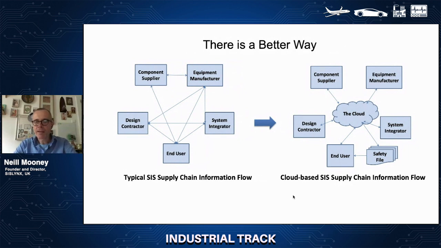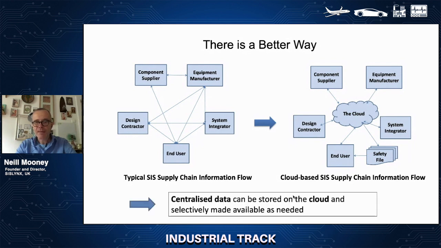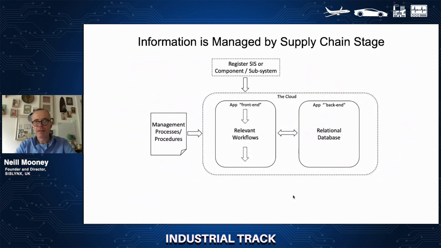By employing a cloud-based central point of information collection and dissemination, you can get a lot more control over the information flow up and down the supply chain. So centralized data can be stored on the cloud and selectively made available as needed. And we manage information by supply chain stage.